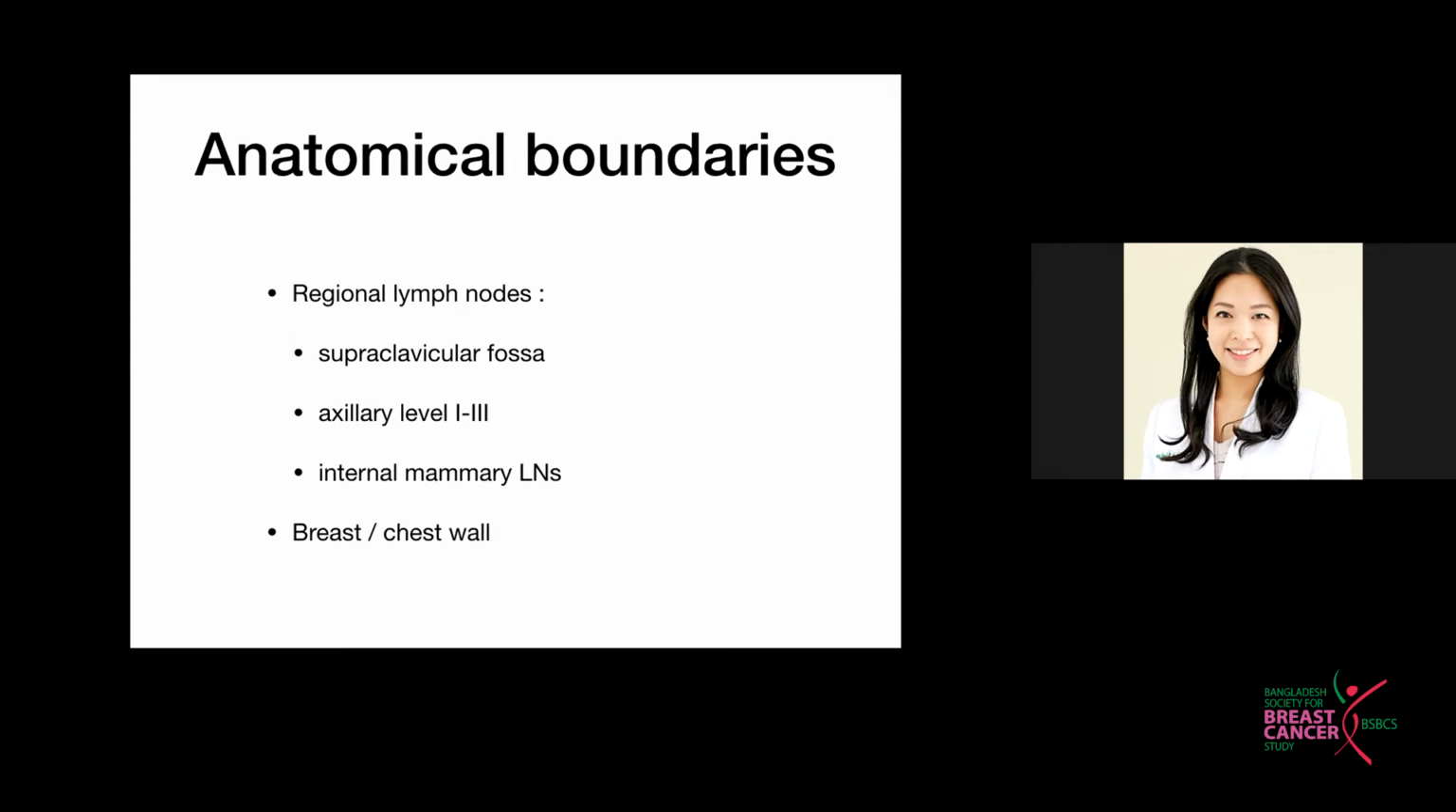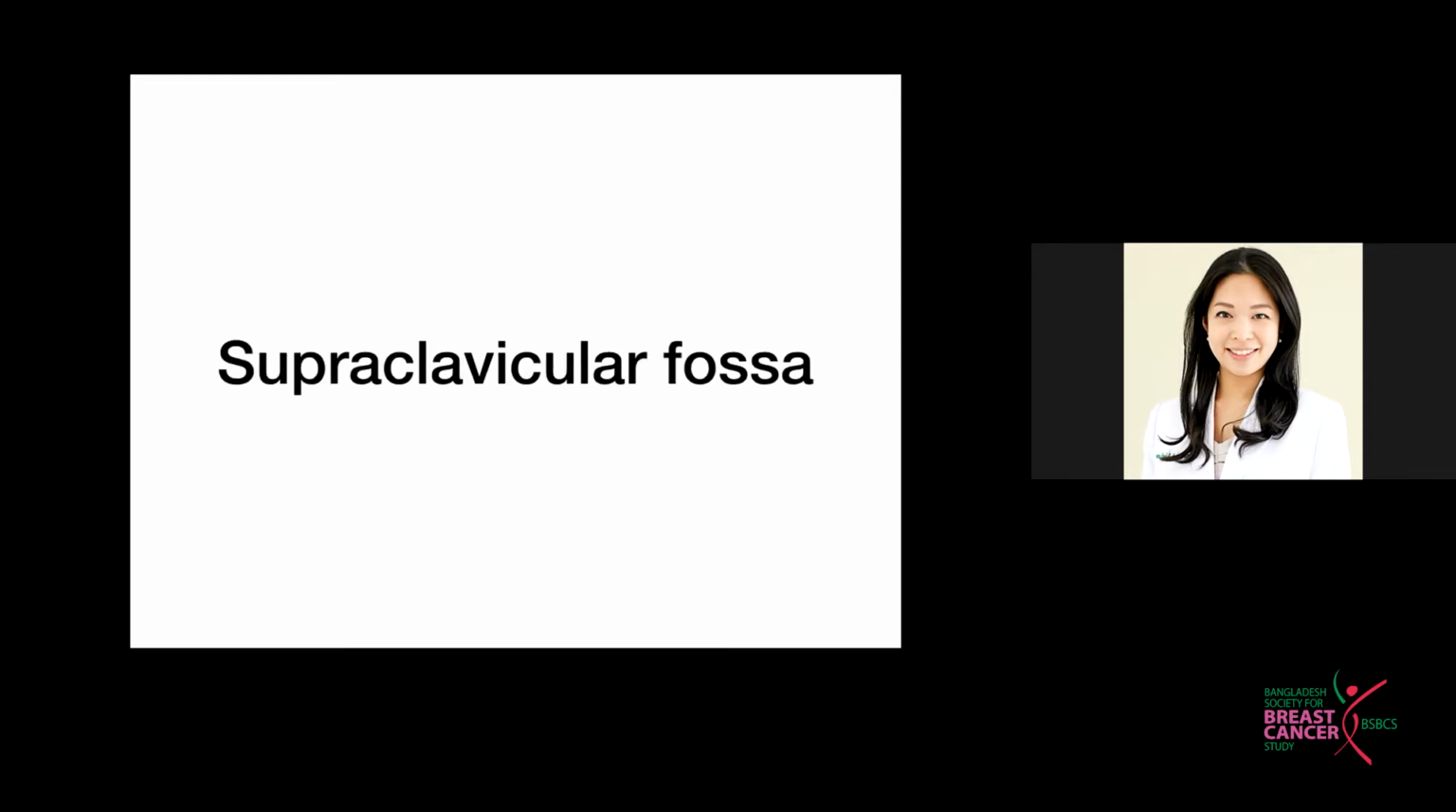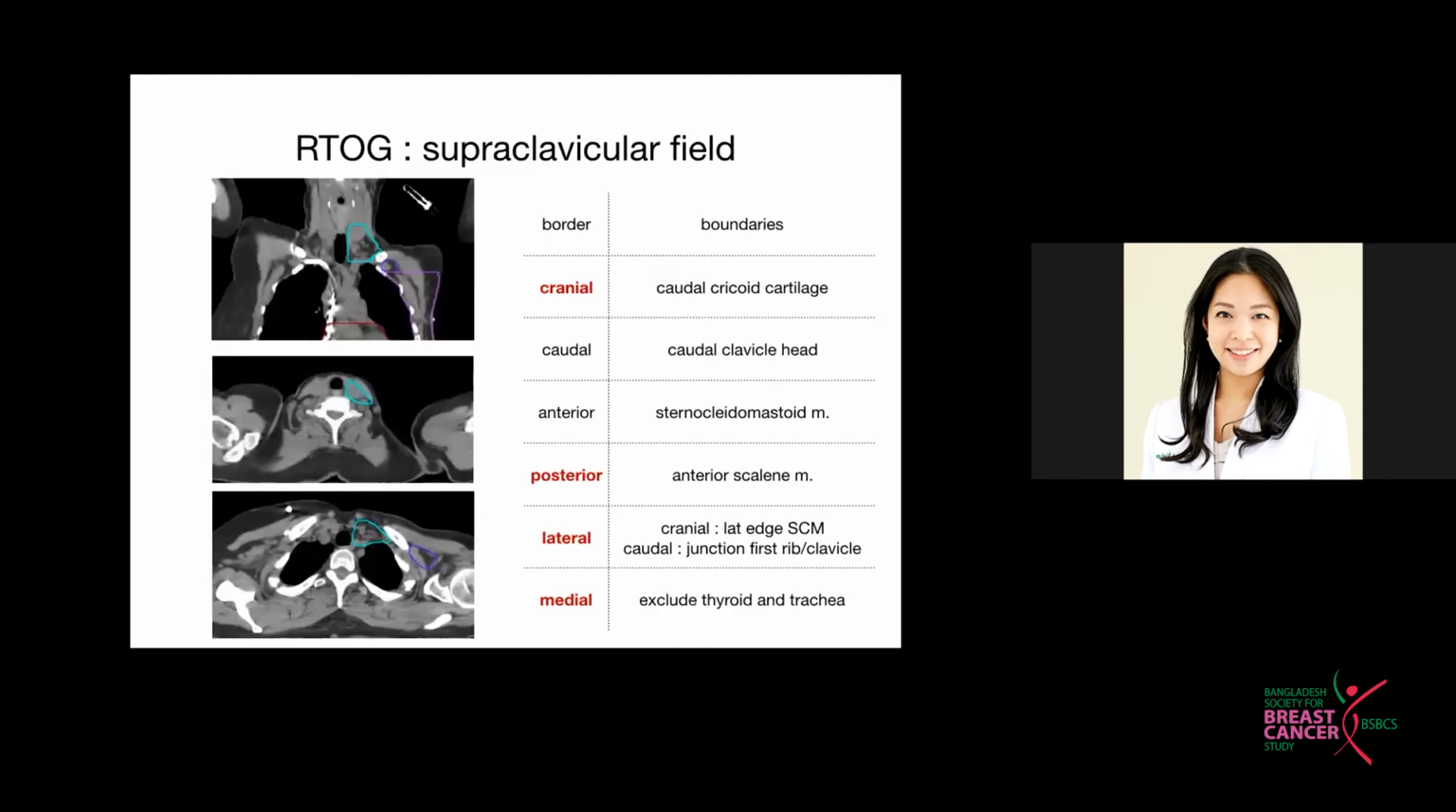So all the boundaries I'm going to talk about today include regional lymph nodes: supraclavicular fossa, axillary lymph node levels 1 to 3, internal mammary lymph nodes, and the breast and the chest wall. So we're going to start with the supraclavicular fossa. I start with RTOG boundaries because I'm sure that everyone is used to these kinds of volumes.